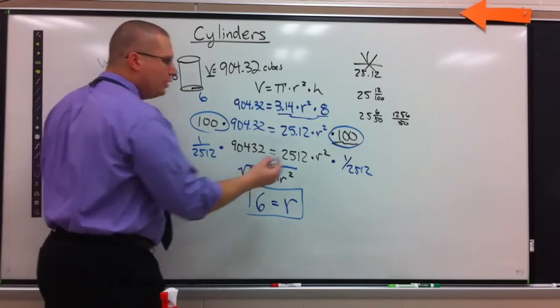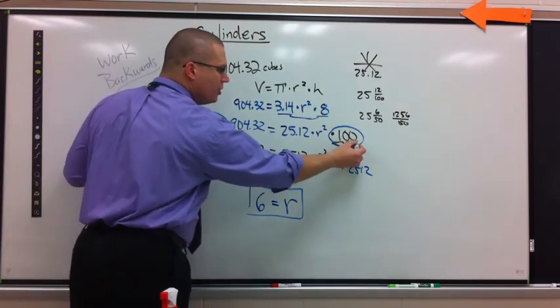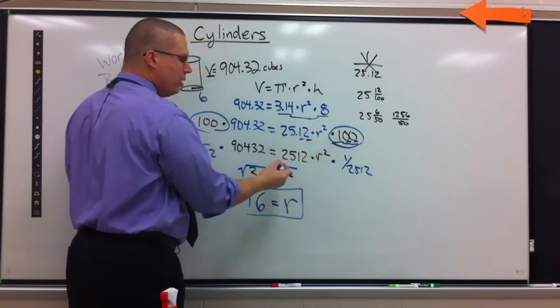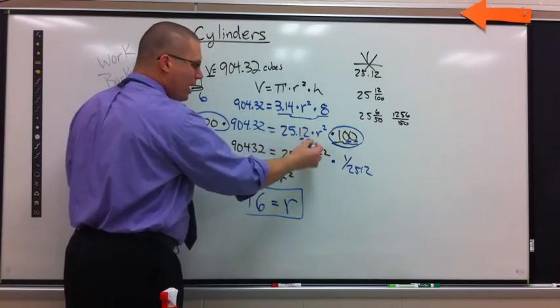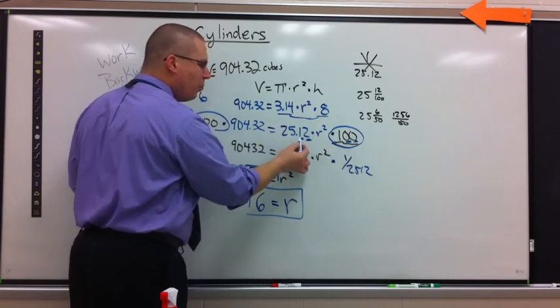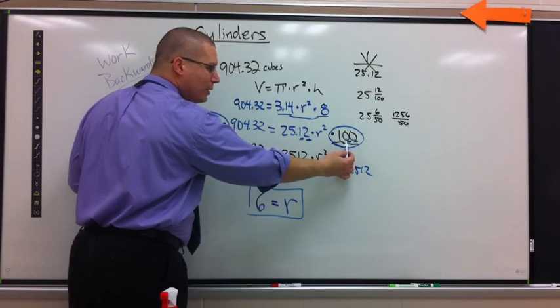And real quick, why did I choose 100? Because it's got 2 zeros. How many decimal places did I have after the decimal? 2. If there were 3, what number would I have multiplied by? 1,000. If there was 1, what number would I have multiplied by? 10.